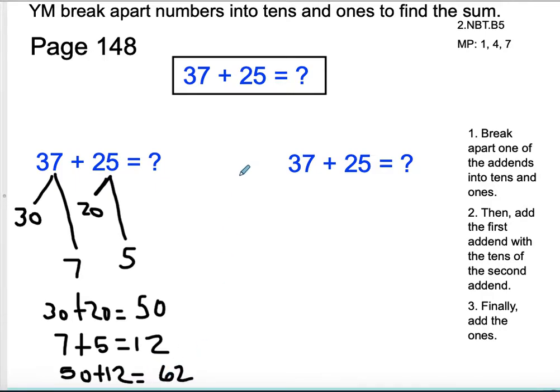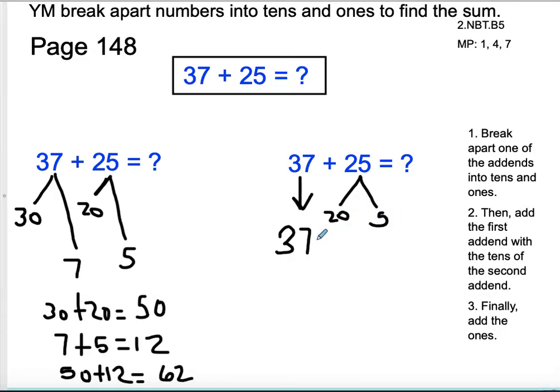Well, I could do the same break apart, but do it a little bit faster. I don't have to break apart the first addend. I could keep the first addend as 37. And instead, I'm only breaking apart my second addend. So I know that 25 is 20 plus 5.